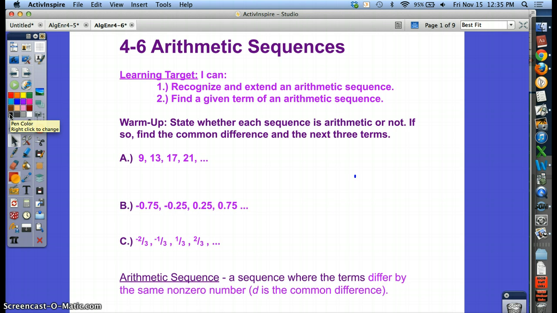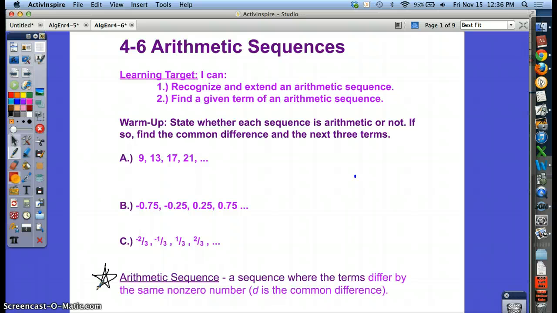So on your note guide, before we do the warm-up, let's define it. An arithmetic sequence is a sequence where the terms, you need to finish the sentence on your note guide, write it down, differ by the same non-zero number. So D is the common difference. So you're looking at a pattern and you're looking for the numbers to differ by the same non-zero number, common difference. So write that down and I'll try A with you on the warm-up, and then I'm going to have you try B and C on your own.